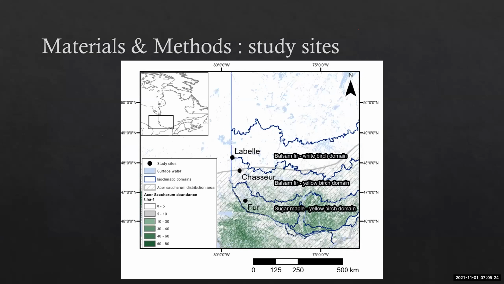Here you can see the three sites we sampled: Fur, Chasseur, and Labelle, which are located on a latitudinal gradient. We have the most Acer saccharum at Fur, a bit less at Chasseur, which is at the edge of the distribution area, and then Labelle. This is the photo I showed you on the second slide, located maybe 50 to 70 kilometers from the edge of the distribution area.